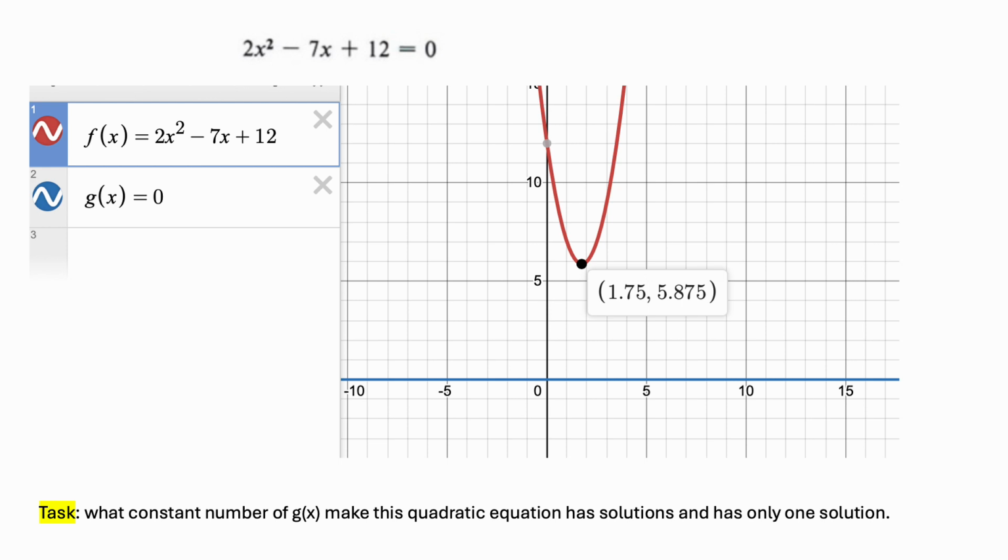Now again, I would like you to pause and think about the task. What constant number for g(x), so now g(x) is 0, but what constant number can make this quadratic equation have solutions and have just one solution?